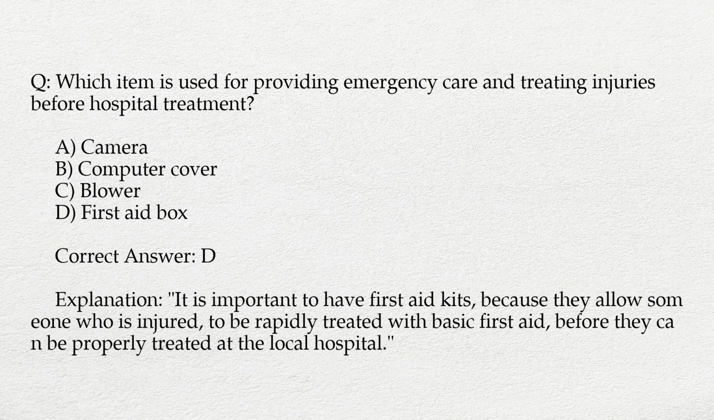Q. Which item is used for providing emergency care and treating injuries before hospital treatment? A. Camera. B. Computer cover. C. Blower. D. First aid box. Correct answer, D. Explanation. It is important to have first aid kits because they allow someone who is injured to be rapidly treated with basic first aid before they can be properly treated at the local hospital.